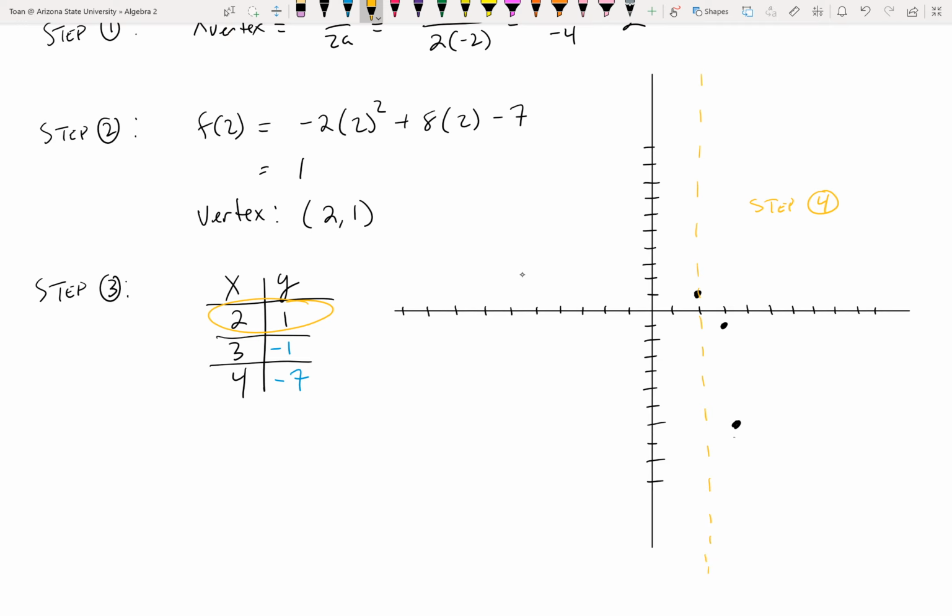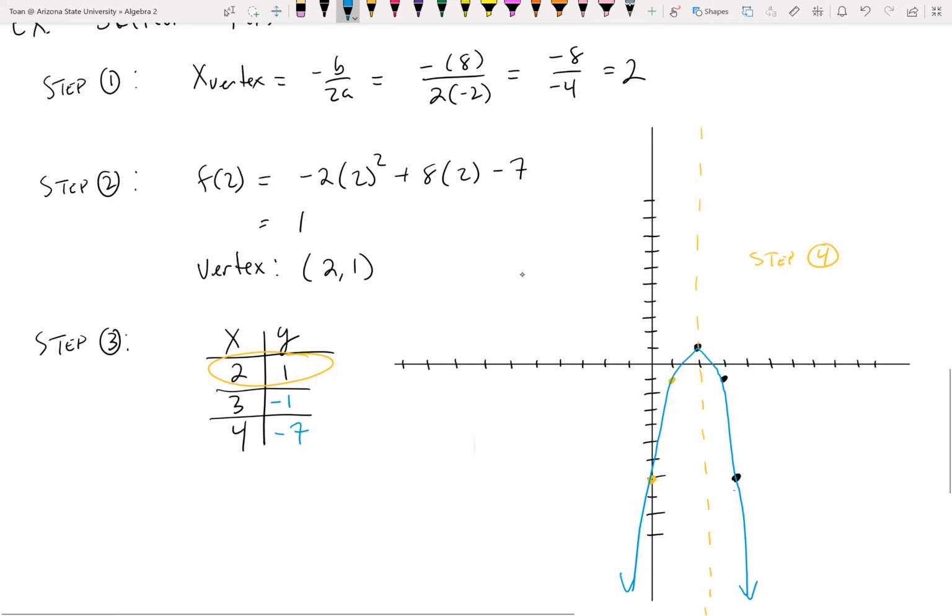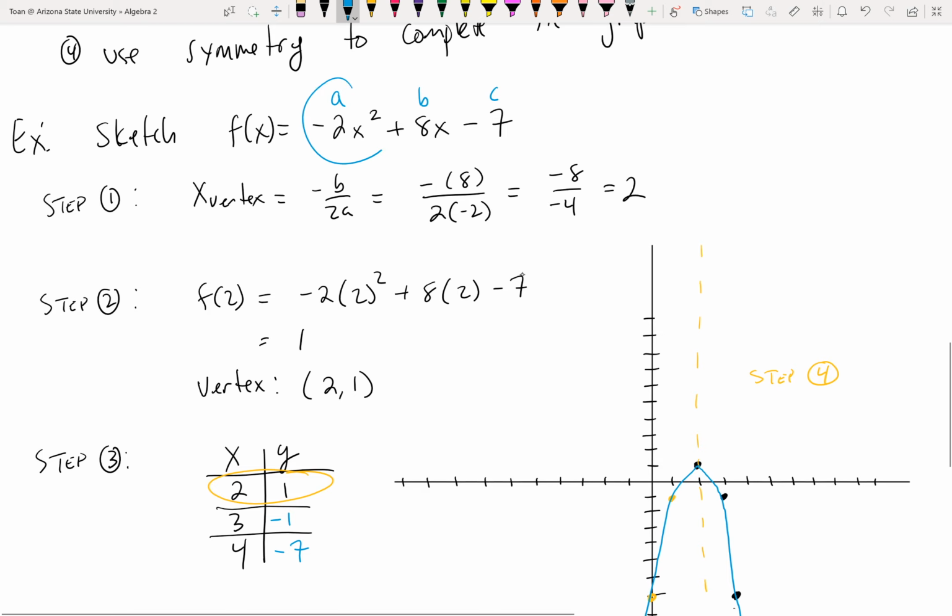So all of the black points should have a mirror image. So if I mirror image this point here, he should be over here. If I mirror image that point there, he should be over here. So there is our complete parabola. And it's an upside down parabola. We expected that because our x squared, where's our x squared? Here we go. Our x squared is negative.